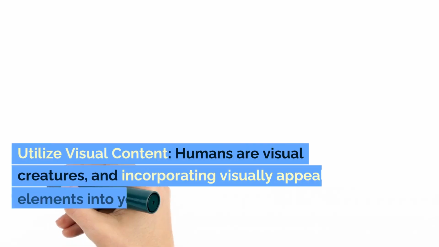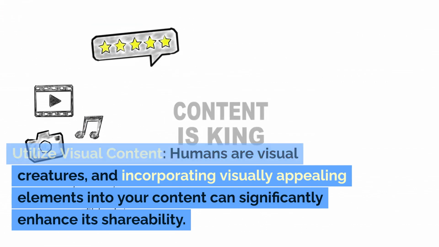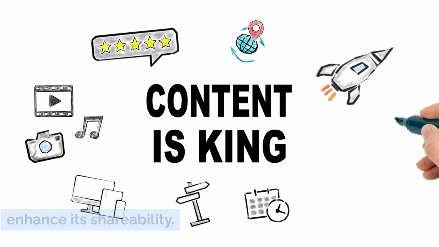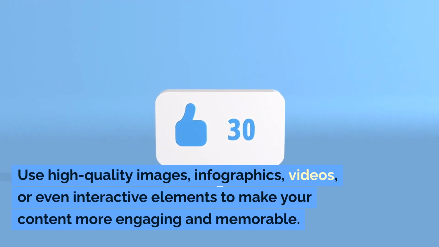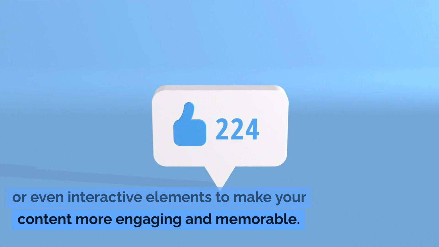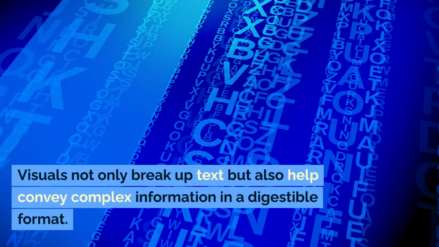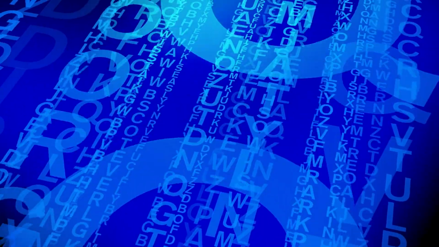Utilize visual content. Humans are visual creatures, and incorporating visually appealing elements into your content can significantly enhance its shareability. Use high-quality images, infographics, videos, or even interactive elements to make your content more engaging and memorable. Visuals not only break up text but also help convey complex information in a digestible format.